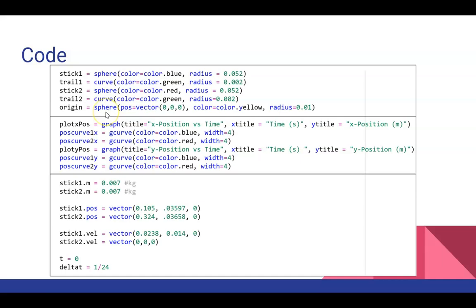So this is the code for the predicted data graphs in GlowScript. The top box is the stick 1 trail, stick 2 trail, and the origin, which just sets up the graph. And then for plot x pos and plot y pos, this middle box is setting up the graphs with the titles and whatnot, and then the bottom is the stick 1, stick 2 mass, initial position and initial velocity.